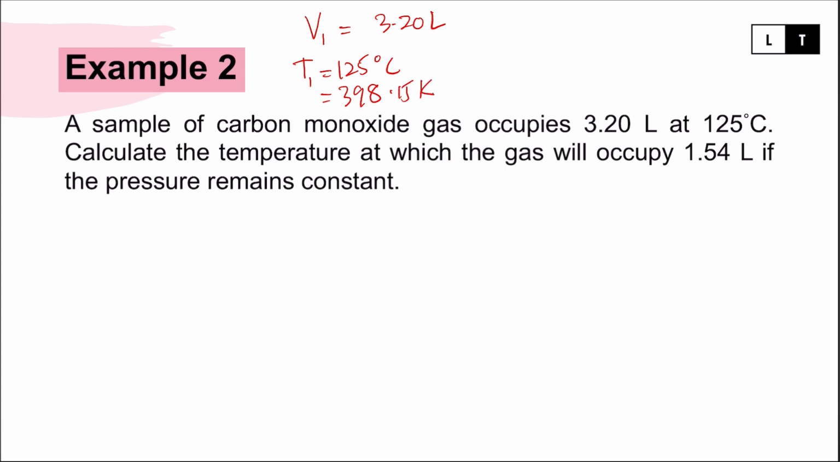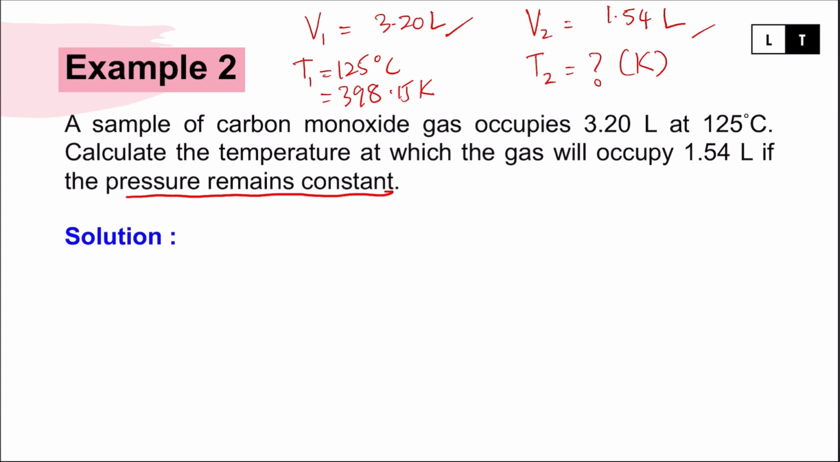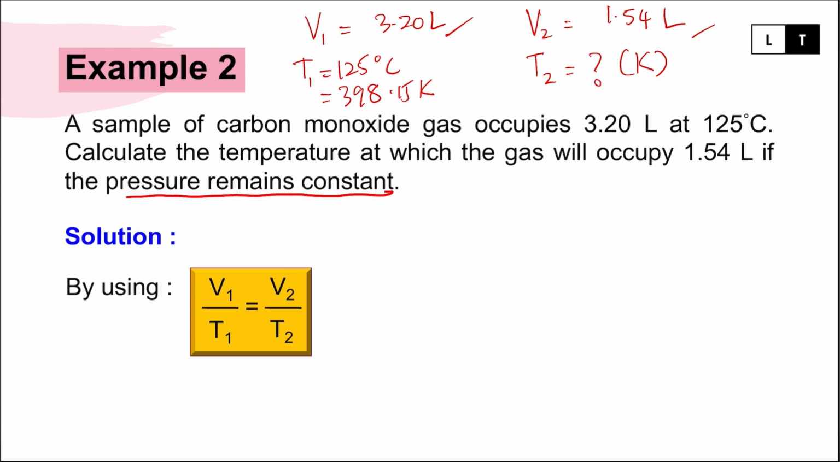Next one, dia minta saya calculate temperature. So, maknanya saya perlukan T2. And must be in Kelvin. If the gas occupy V2, 1.54 liter. So, volume, kalau guna liter, pastikan dua-dua liter. Now, the trick here, it said that pressure remains constant. So, maknanya kita kena gunakan formula untuk Charles' law by using this one. V1 over T1 equals to V2 over T2.